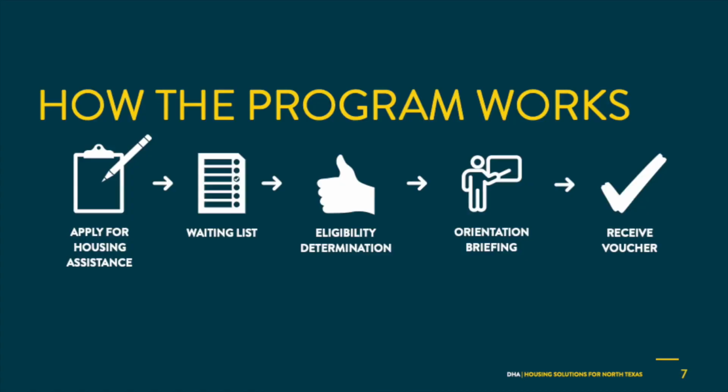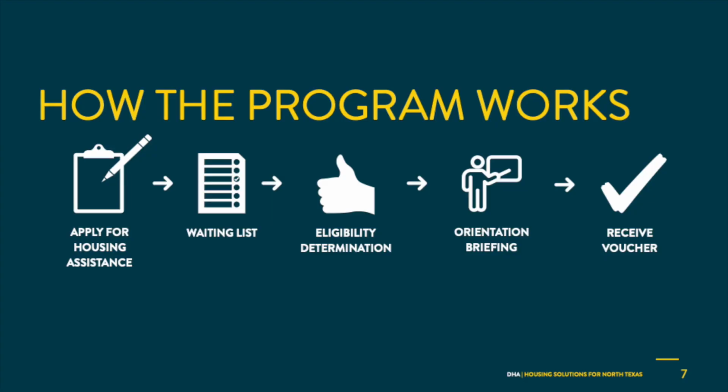Now let's review how the program works. Persons who have applied for assistance are selected from the waiting list by random selection and local preferences. The Violence Against Women Reauthorization Act of 2005, also known as VAWA, prohibits denial or admission to an otherwise qualified applicant on the basis that the applicant is or has been a victim of domestic violence, dating violence, or stalking.